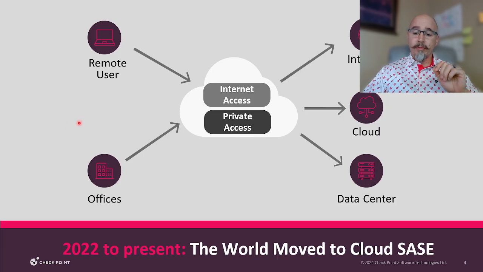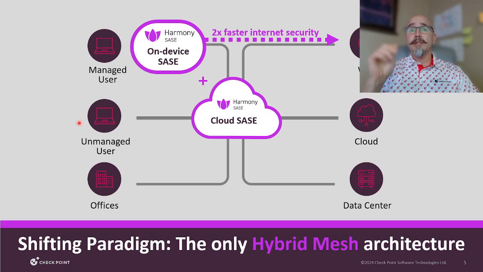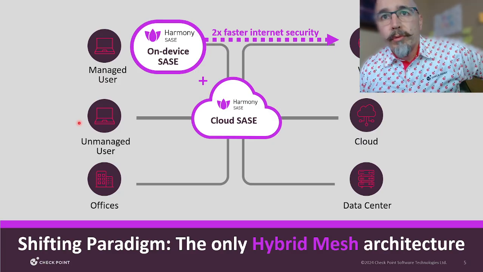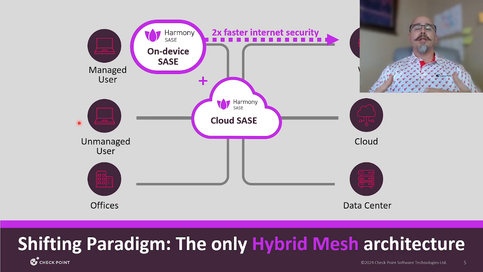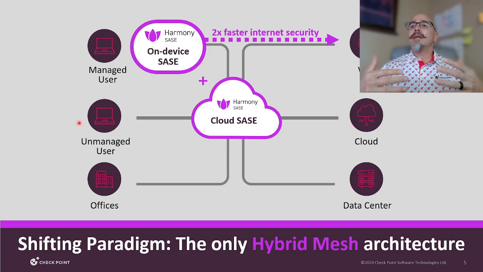And that's why we want to talk today about Harmony SASE, because the answer to that question is yes, we can absolutely do this in a better way. And with Harmony SASE, we introduce what we call the hybrid mesh architecture. This architecture solves all of these issues by combining on-device and cloud-based SASE content protection, right? So this is the linchpin, the key differentiator for our solution.